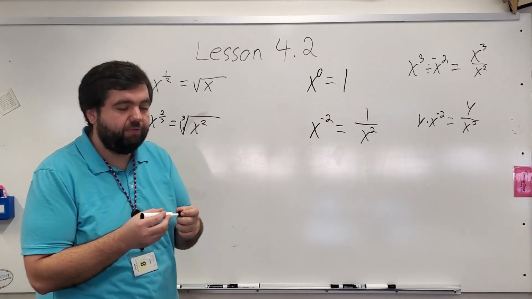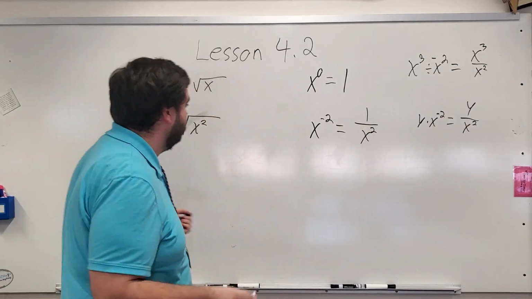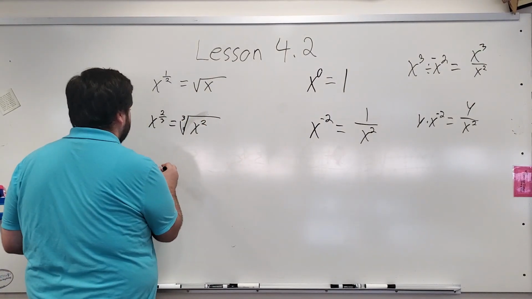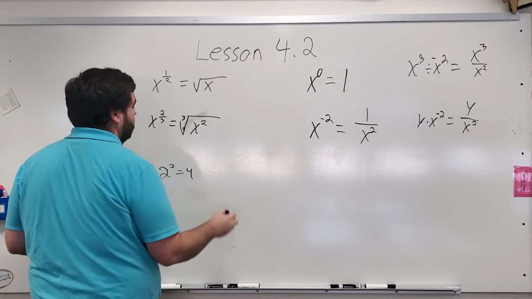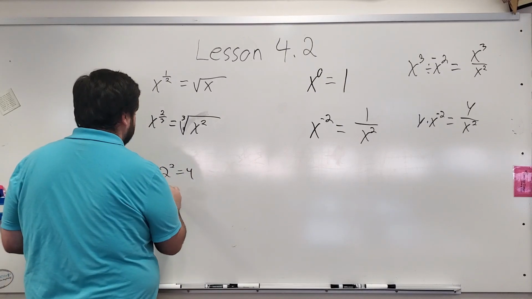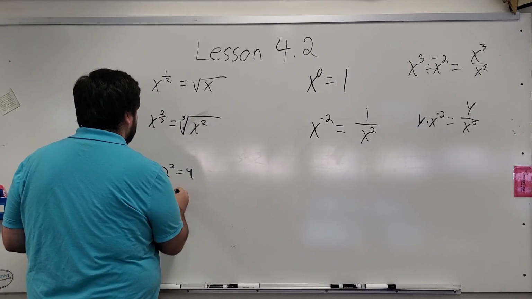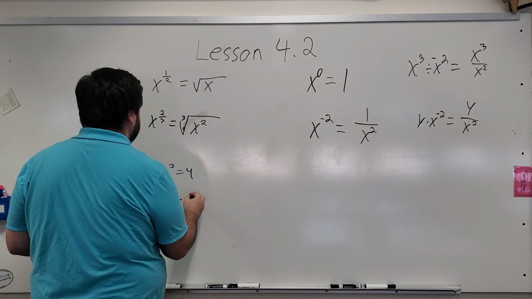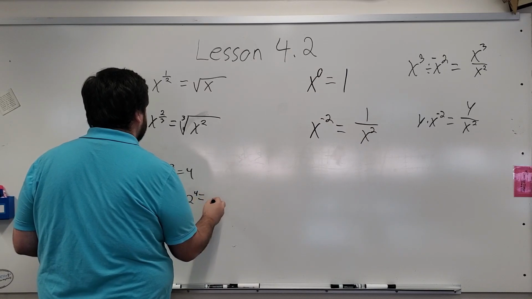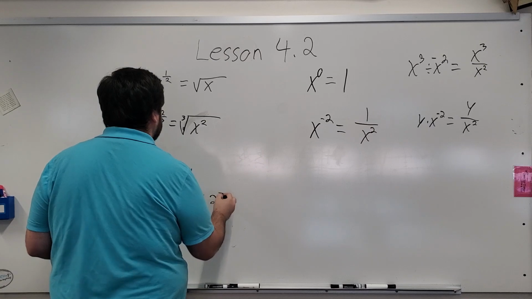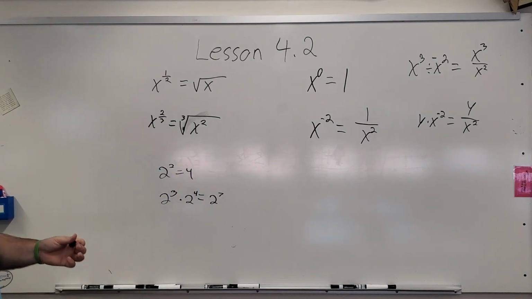And that's really it for exponent rules. I can show you with some numbers. So let's say I have 2 squared equals 4, right? But if I have 2 cubed times 2 to the 4th, that's really 2 to the 7th, okay?